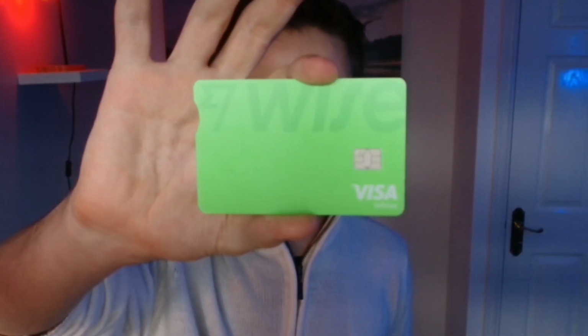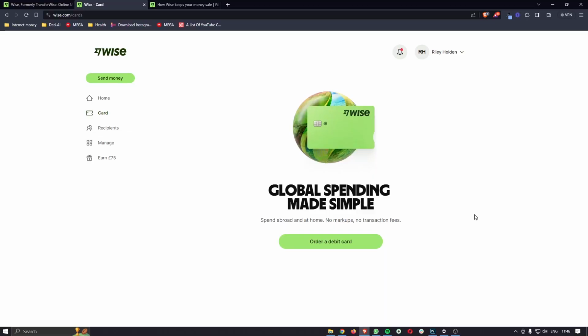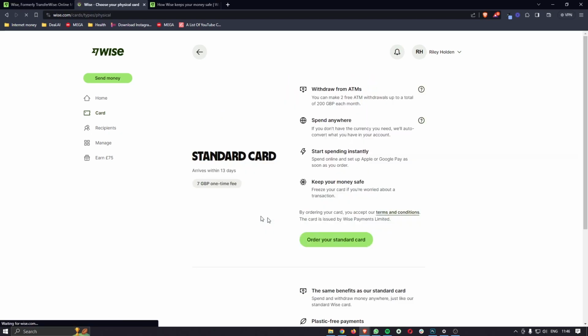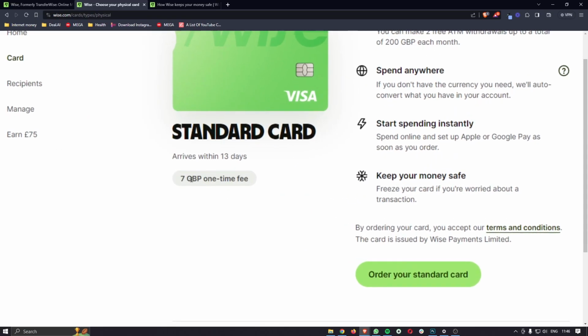The last thing that I want to touch on here is the Wise card. This right here is generally what I use for most of my day-to-day purchases. It is a Visa card, as you can see right here, which means that most places, both online and physical stores, are going to accept your Wise card. If you are a first-time user of Wise, you would just go here and click on order a debit card. You can then choose whether you want a digital card with Wise or a physical card. And keep in mind that the physical card does cost.